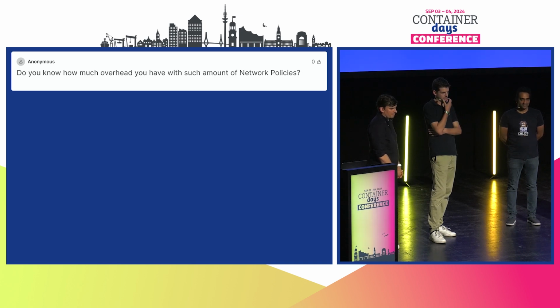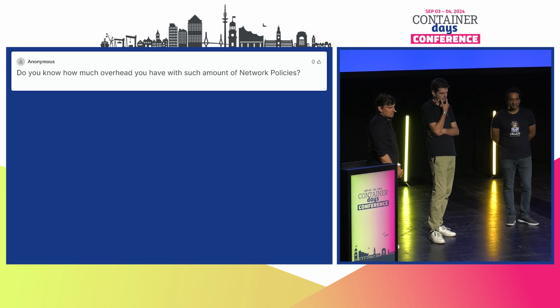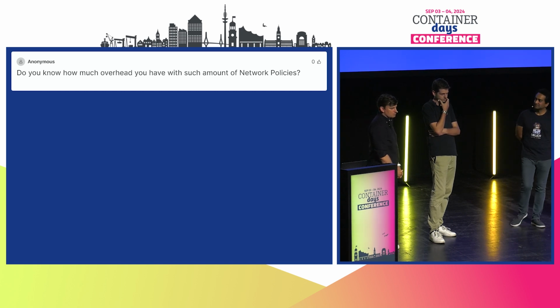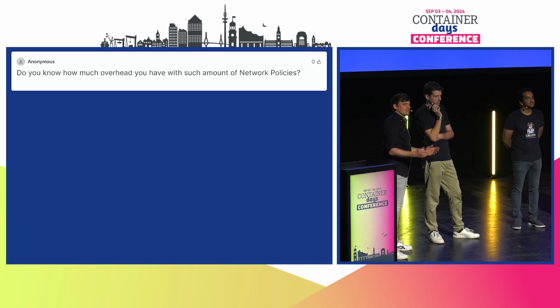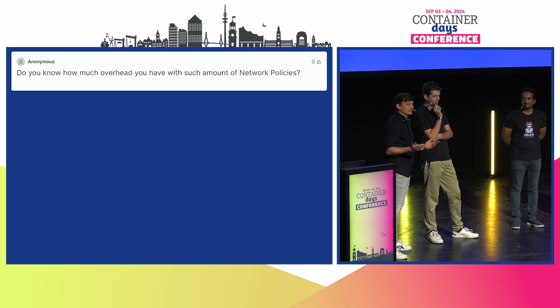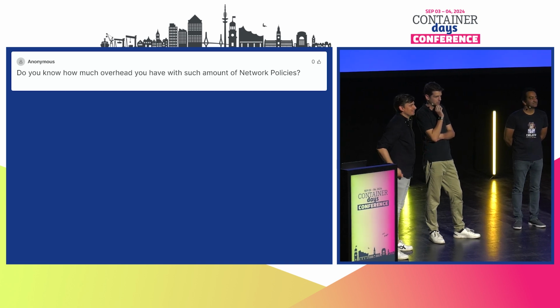Do you know how much overhead you have with such an amount of network policies? I'm not quite sure if I get the question. Yeah, the overhead, as in the amount of people. I don't know if the person who asked perhaps maybe wants to shout out. You can elaborate, whoever. Or come down after the talk and reach out. Yeah. Yeah, anytime.